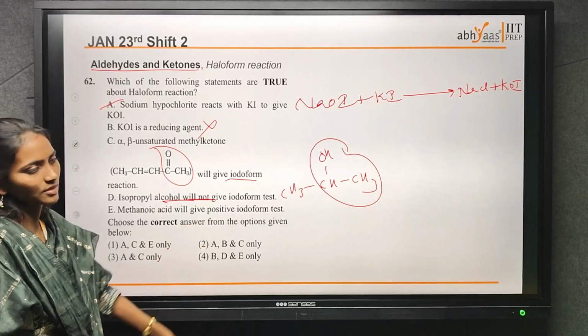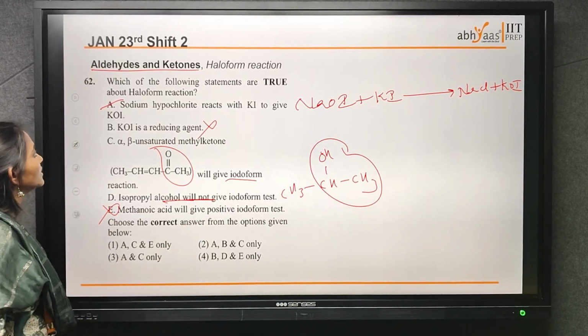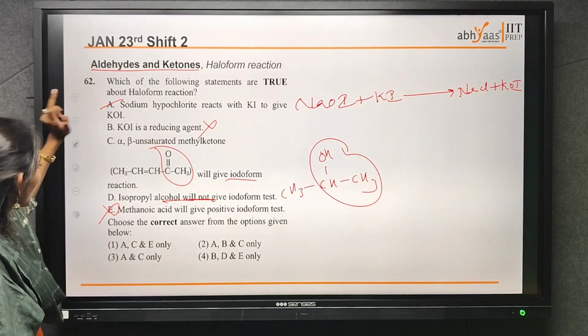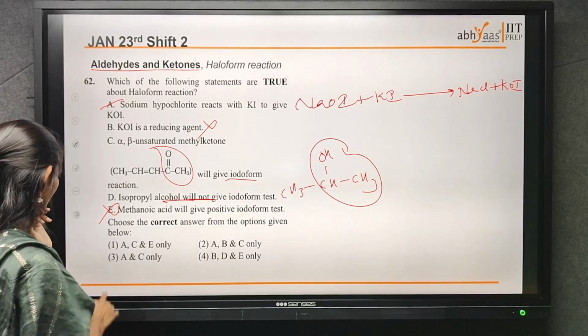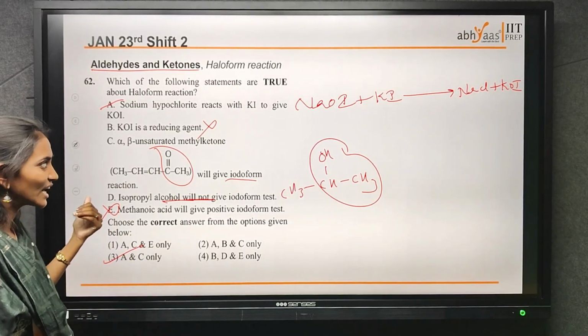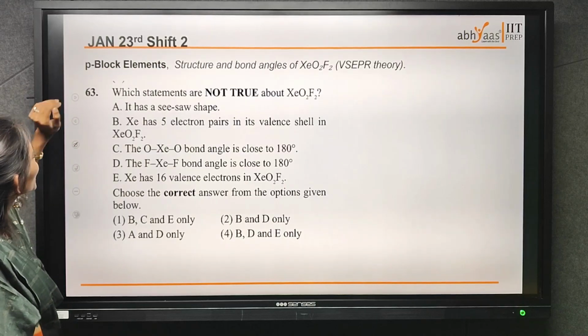Methanoic acid will give a positive iodoform? Carboxylic acid not at all. So they are asking for the true statements, right? A and C, we are having the correct option 3. So not that much tricky, a medium one. Moving on to the next question.